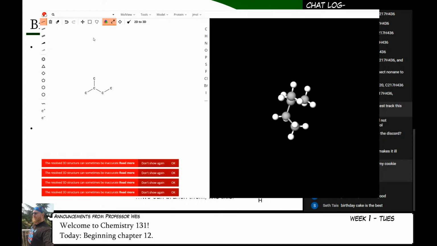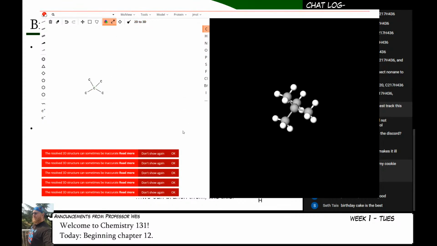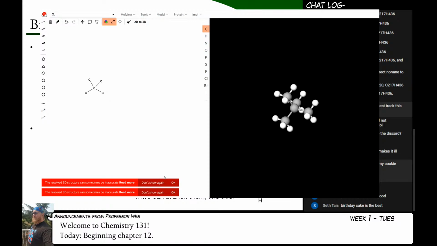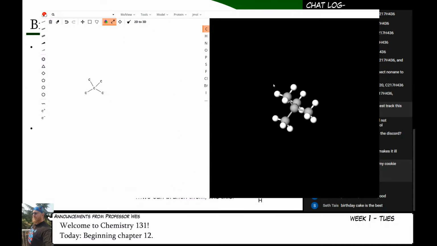So there's that branched one. And then what I could do is I could take this and go boop. Oh, I erased the wrong one, but that's okay. So we could go like this. And we can generate this one. I should just hit don't show again here, huh? There we go.